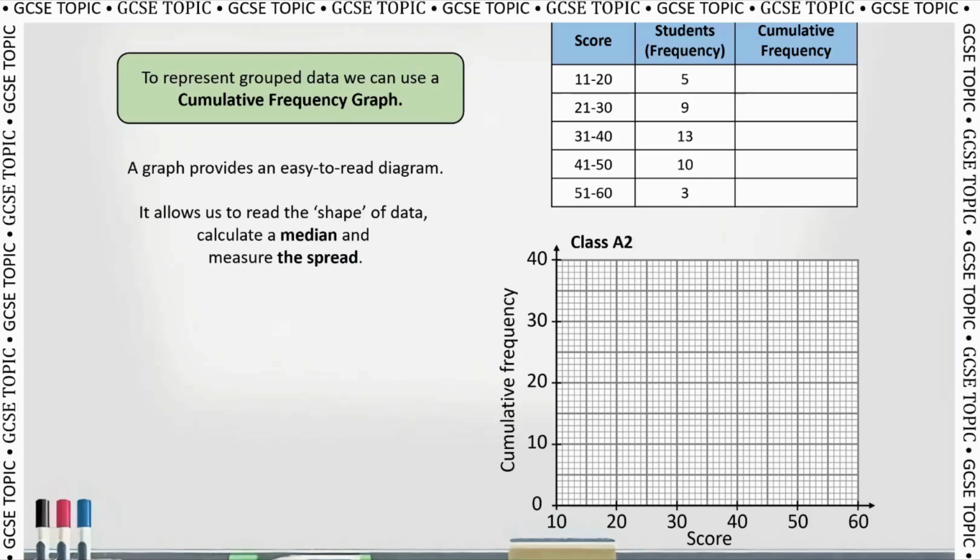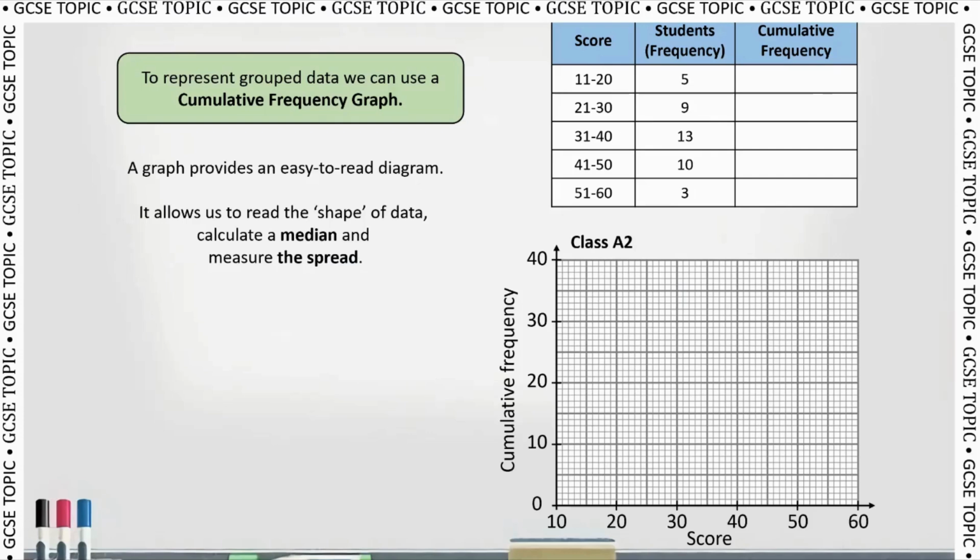To represent grouped data, we can use a cumulative frequency graph. In doing so, the graph provides an easy-to-read diagram which allows us to then read the shape of the data and also calculate the median and measure the spread.